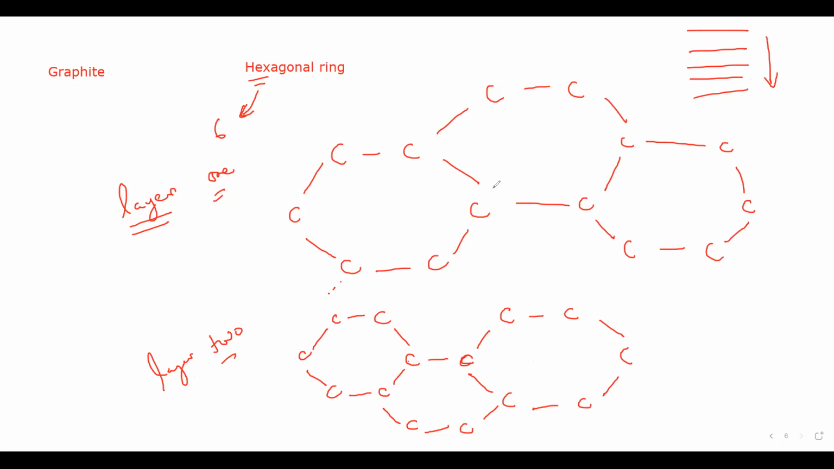Is it clear? The concept of the graphite structure is that it is a hexagonal ring which has a layer structure.